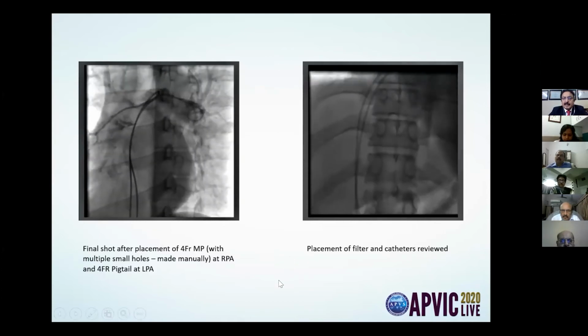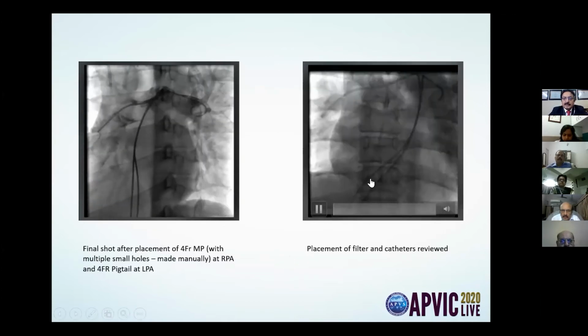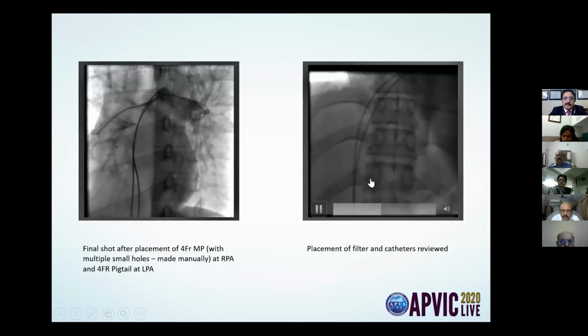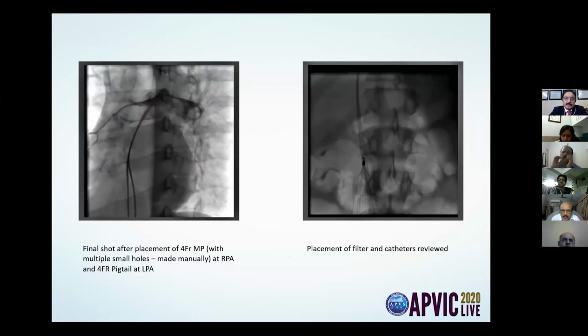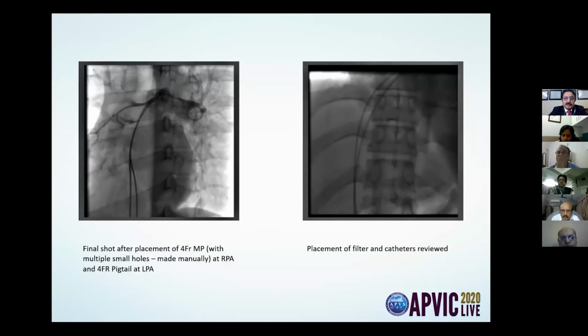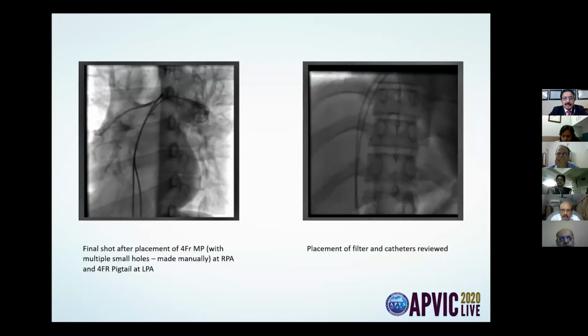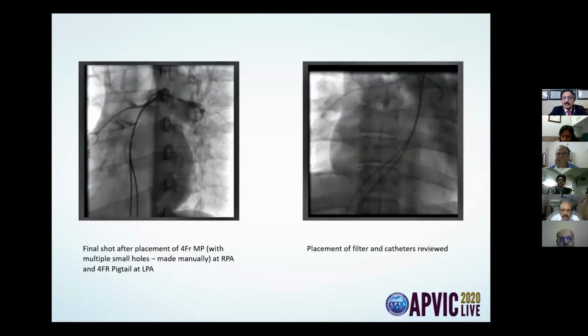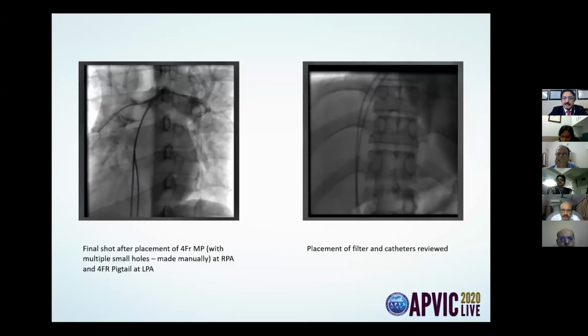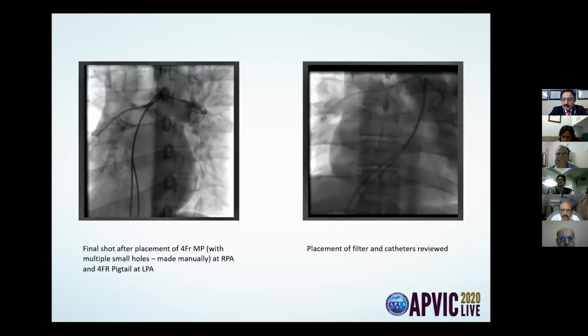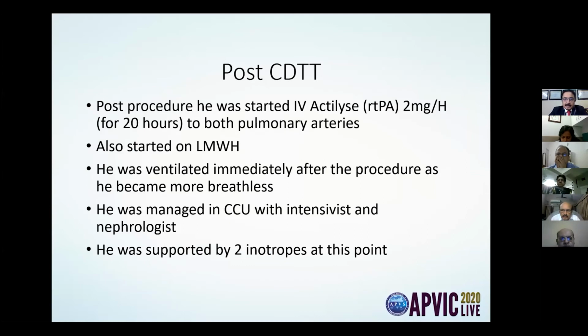On the right side, what you see is that after we have placed these catheters, we put these patients on tissue plasminogen activator, and this is continued at 2 milligrams per kg per hour. The second slide shows you the course of the catheter, which goes through the IVC. Post-catheter-directed thrombolytic therapy was continued for almost 20 hours, while the patient was stabilized much earlier, but we wanted to get rid of the entire clot.